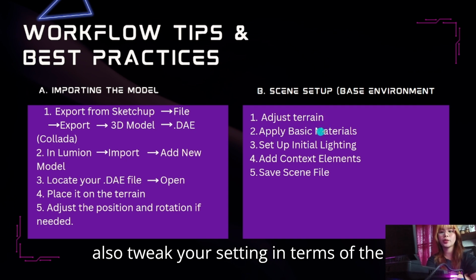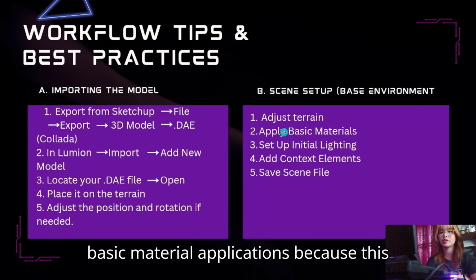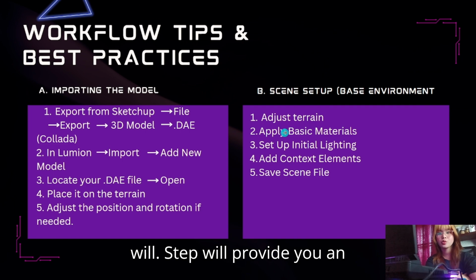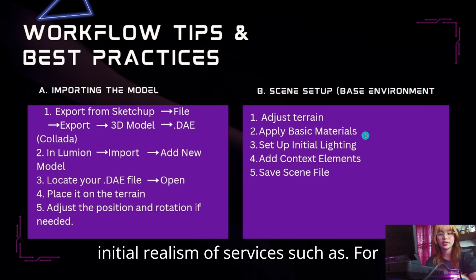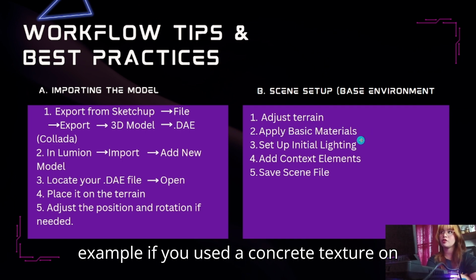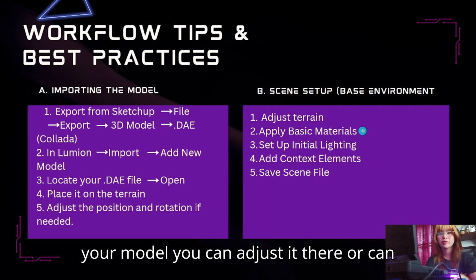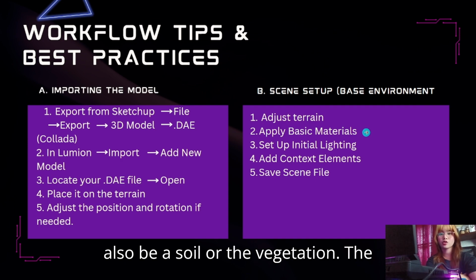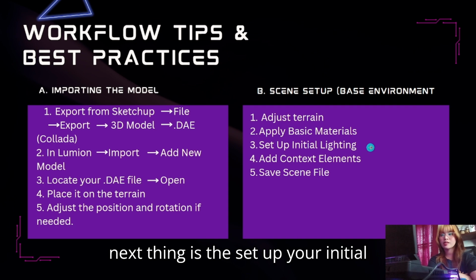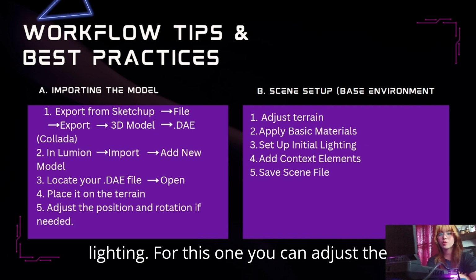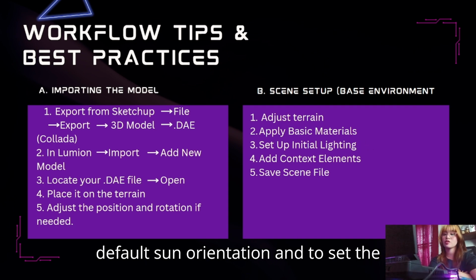Then you can also tweak your settings in terms of the basic material applications because this step will provide you an initial realism of surfaces, such as, for example, if you used a concrete texture on your model, you can adjust it there, or it can also be soil or the vegetation. The next thing is to set up your initial lighting. For this one, you can adjust the default sun orientation and set the tone of the scene.